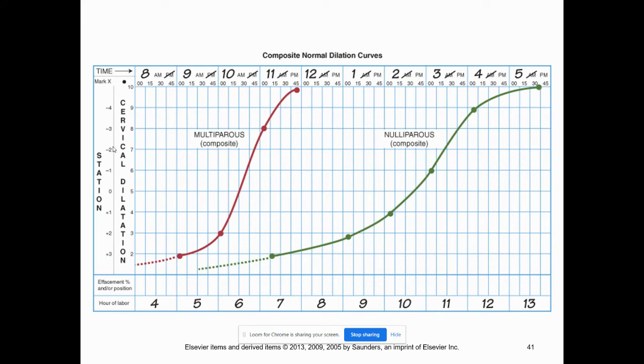What you're looking at here is the Friedman curve. In 1955, an OB doc named Friedman looked at 500 primips aged 20 and came up with a theory of what a normal labor should progress like in terms of time. The problem is, as I mentioned, he only used patients that were in one hospital, only 500 of them.